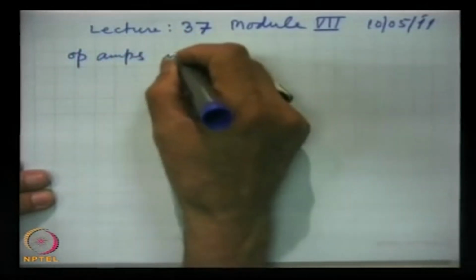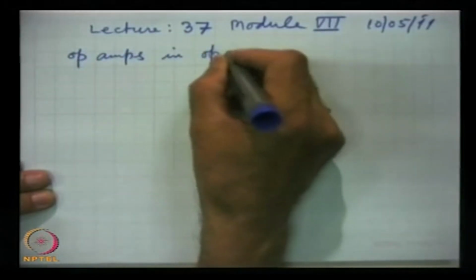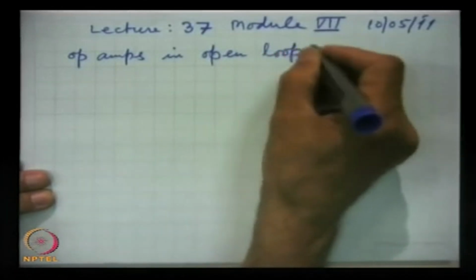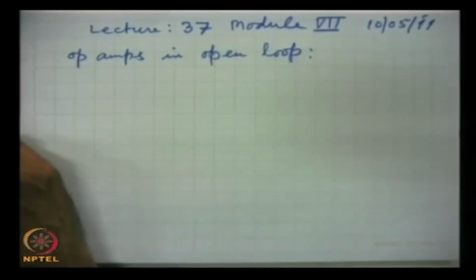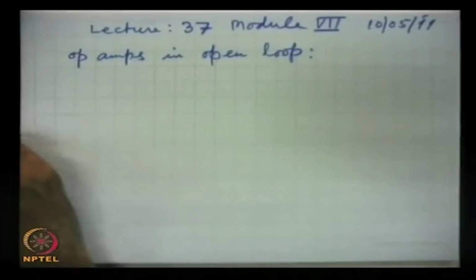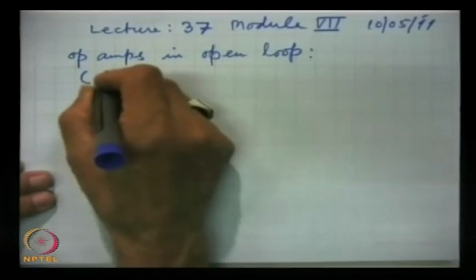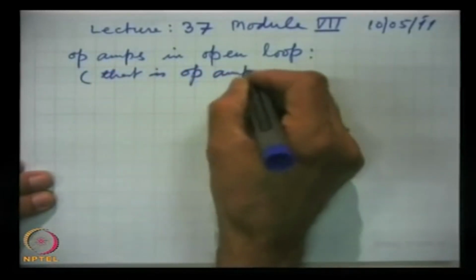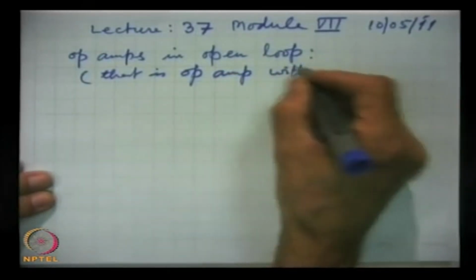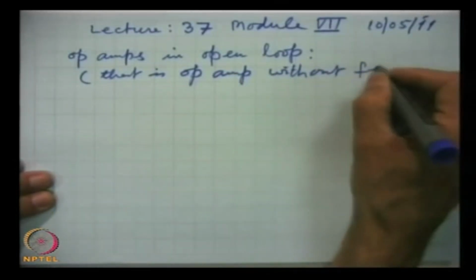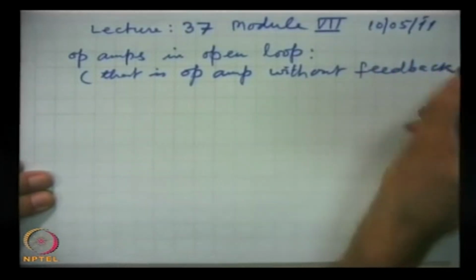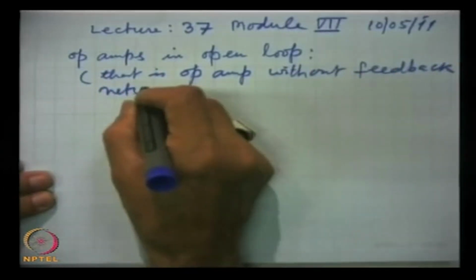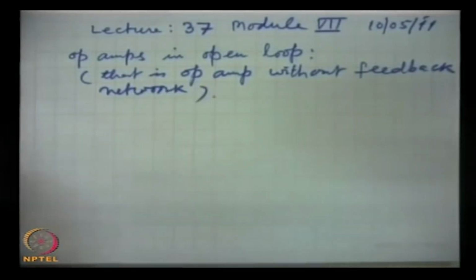in open loop. By open loop, we mean that there is no feedback involved in it. That means an op amp without feedback. Op amp without feedback network.